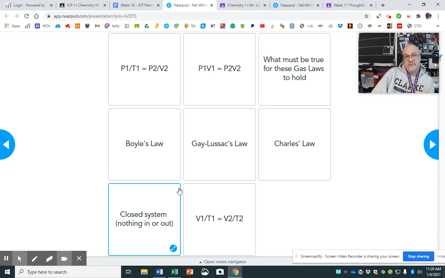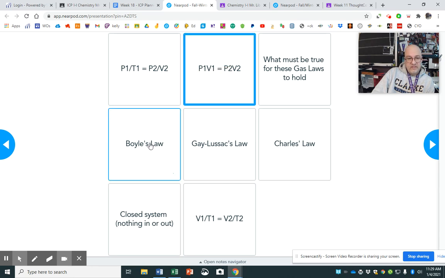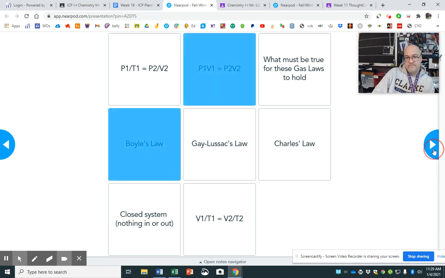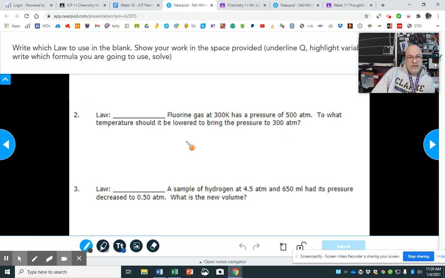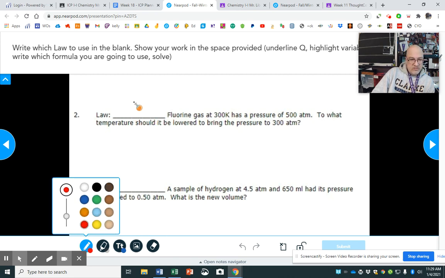Here are some formulas that you also got from your notebook. So P1 V1 equals P2 V2 is Boyle's law. So you want to put that, it'll be good. Which law are you going to use? So it says 300 K, 500 atmospheres. You have temperature and pressure. When you look at your notebook, you'll see that that's Charles' law.